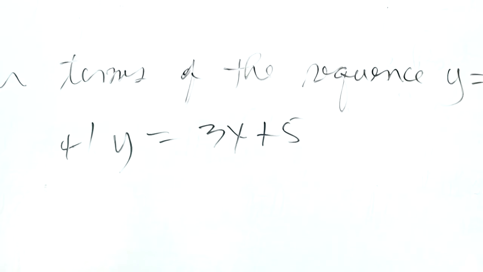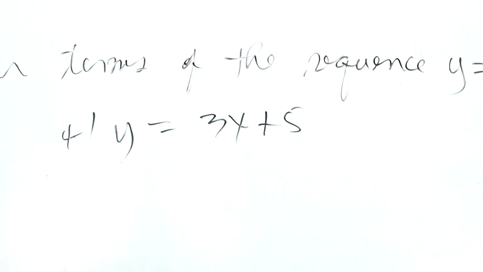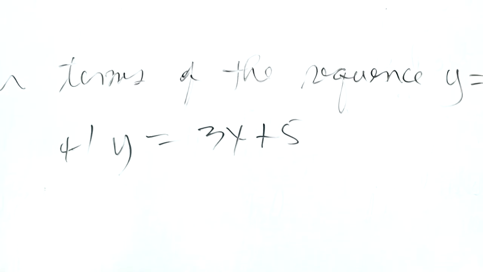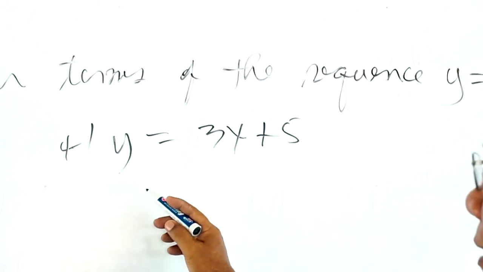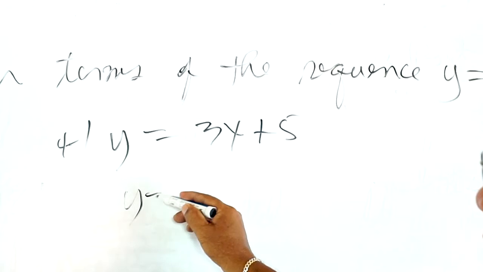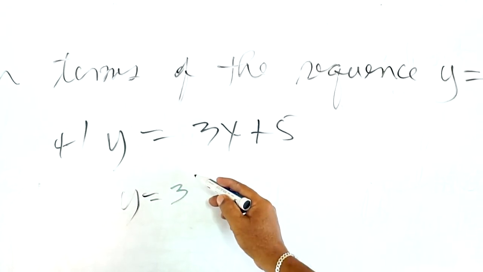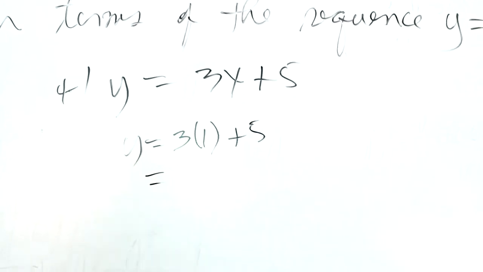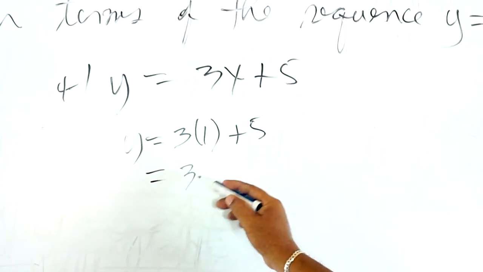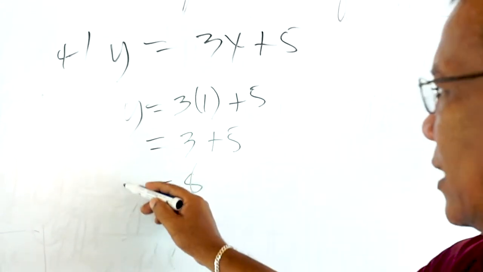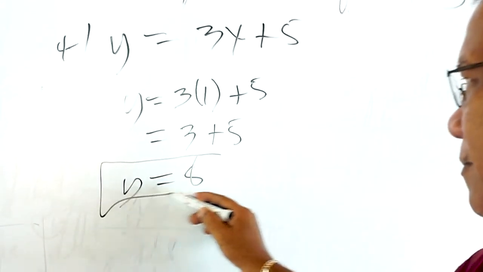For example, now we have the given sequence y is equal to 3x plus 5. So write the first four terms. Okay, let us solve the first term. We have y is equal to 3 multiplied by 1 plus 5. So the first term is 3 plus 5, which is equal to 8.